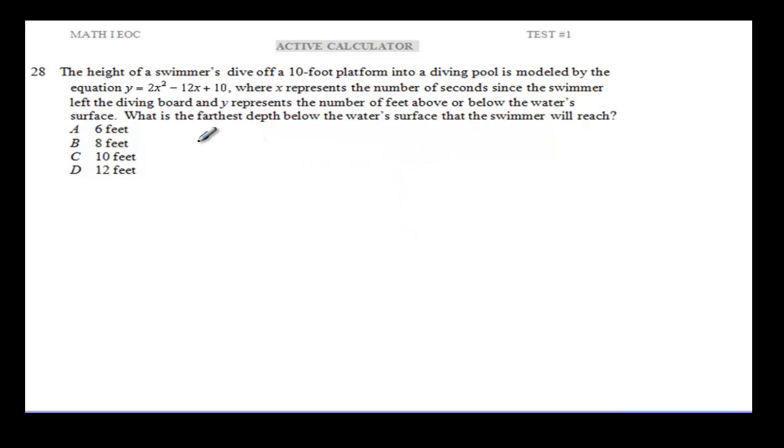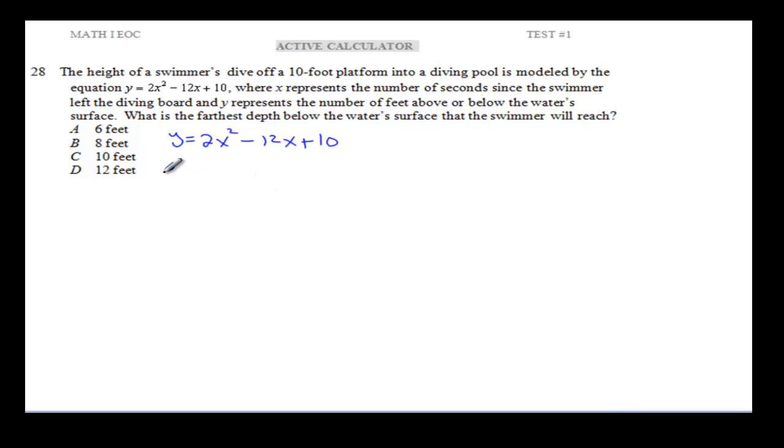Okay, let's solve this equation. If you have y equals 2x squared minus 12x plus 10, first of all, the parabola that you will have is going to open this way, like this. We need to find the minimum point. There are two ways to solve it. Either you solve it algebraically or you use the graphing calculator to find the minimum.